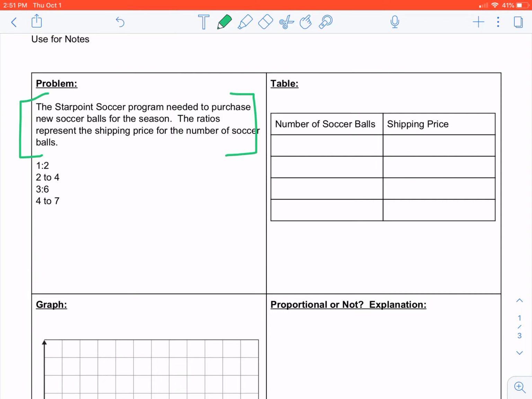All right, so we're going to make these numbers right here into a table. And now I've already set the table up for you. I have it labeled with number of soccer balls and shipping price. So we're going to put these numbers into table format. So the 1 to 2 means 1 soccer ball would be $2 to ship. 2 soccer balls would be $4 to ship. 3 to 6, and 4 to 7. So those are our numbers that fills in the table for us.